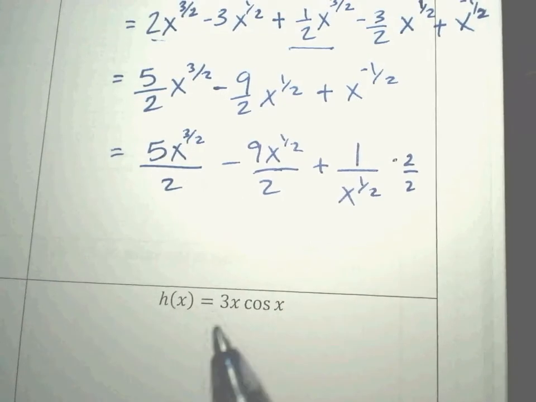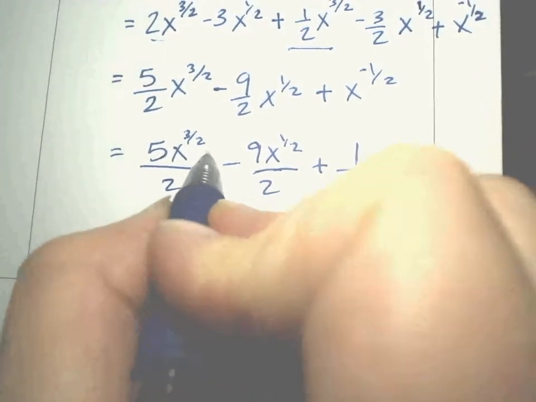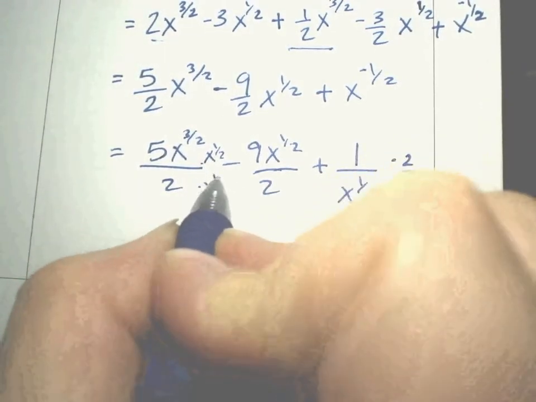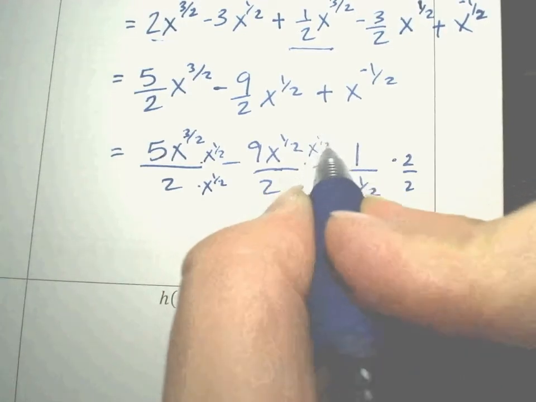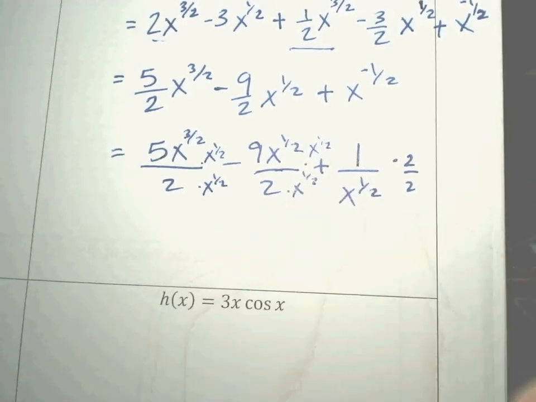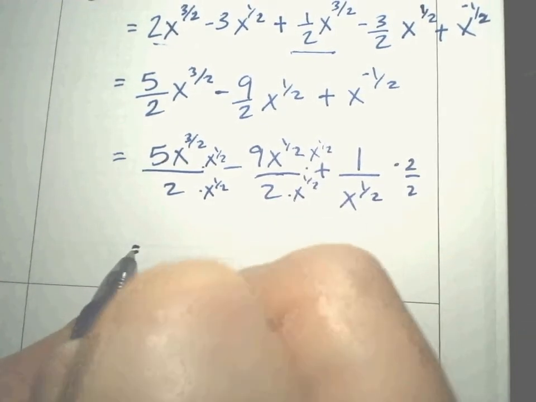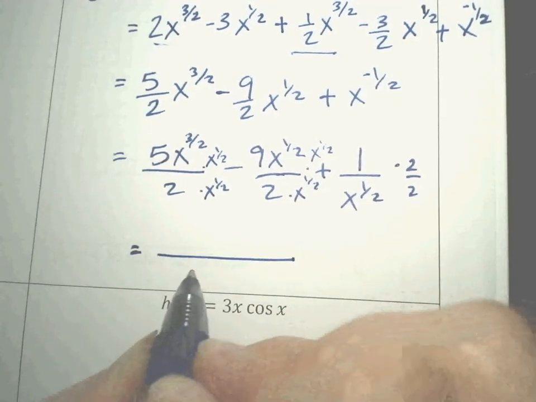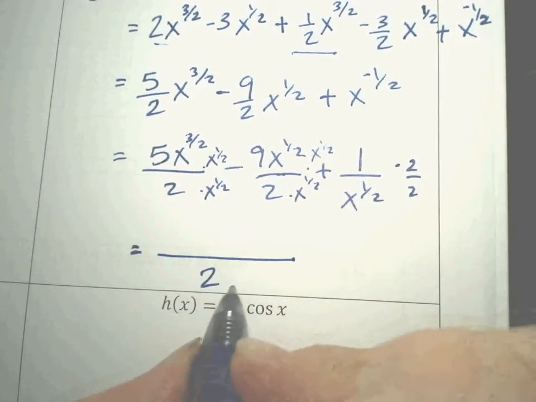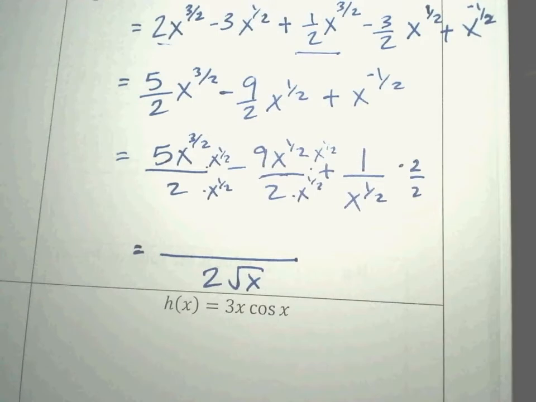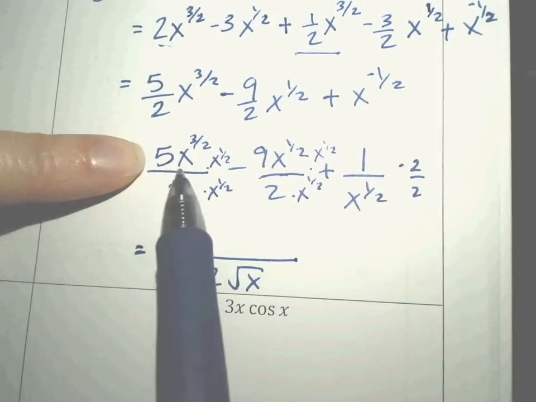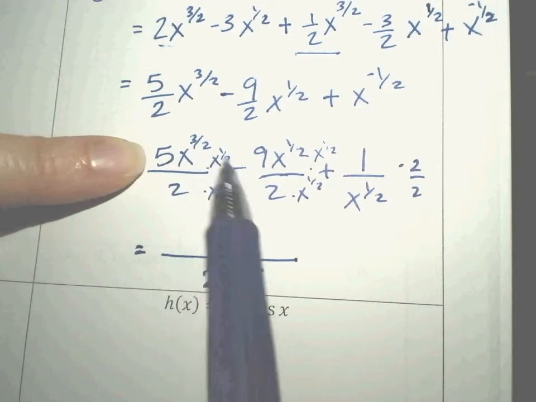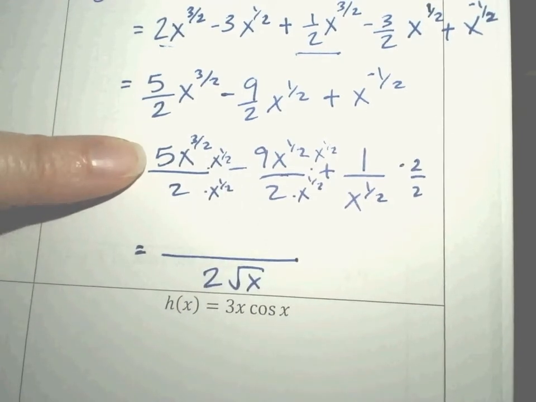What do I do to these fractions? Multiply by x to the 1/2 over x to the 1/2. We're still not done with the fun stuff. That's 2x to the 1/2, or the square root of x, in the bottom. In the numerator, I've got 5x to the 3/2 times x to the 1/2. What do I do there?